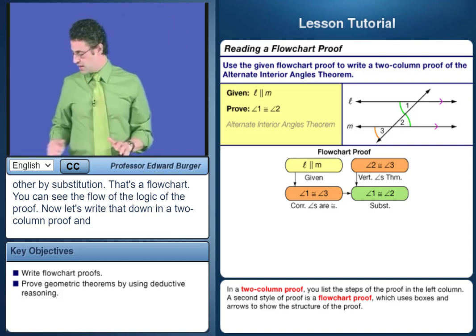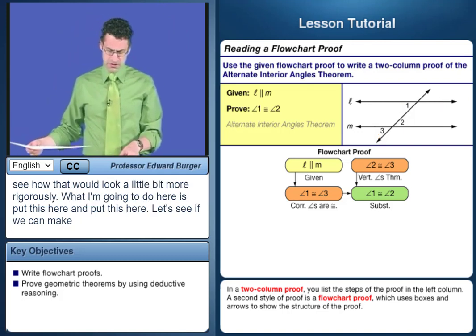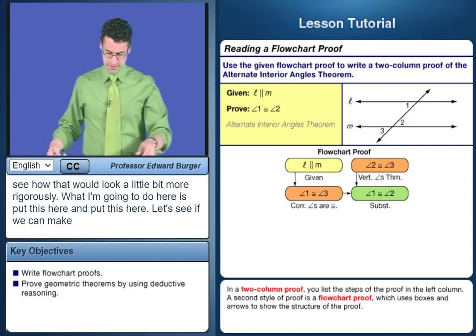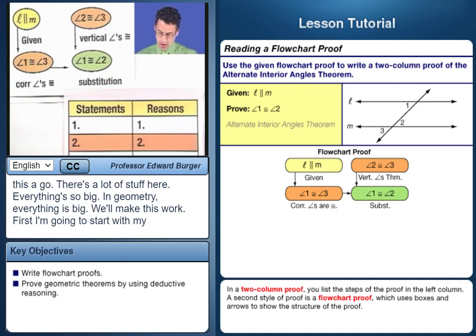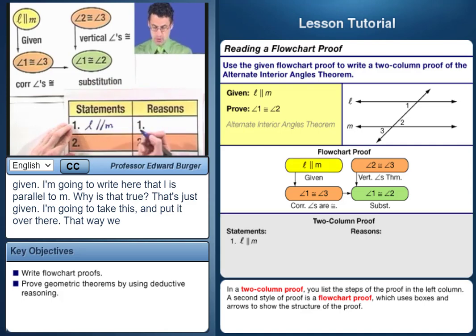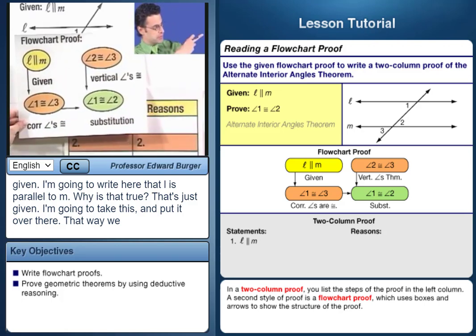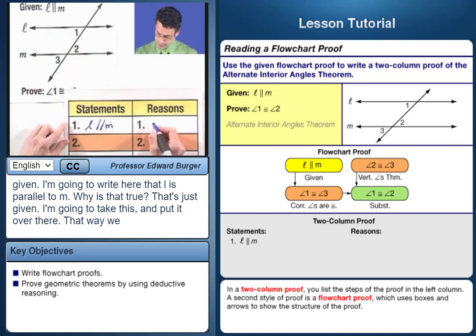Now let's write that down in a two-column proof and see how that would look a little bit more rigorously. So what I'm going to do here is put this here, and I'll put this here, and let's see if we can make this work. There's a lot of stuff here. Everything is so big. In geometry, everything is big. So we'll make this work. First I'm going to start with my given. I'm going to write here that L is parallel to M. And why is that true? Well, that's just given. In fact, I'm going to take this and put it over there, so we don't have to look at it right here, and you can see it there. So that's just the given.